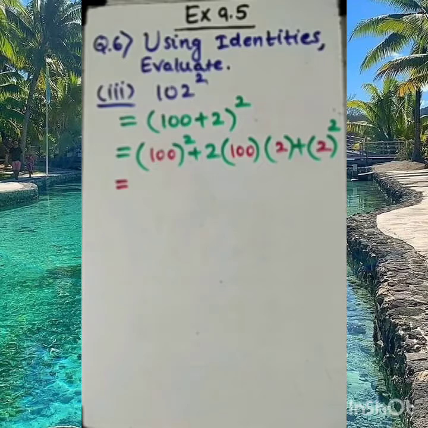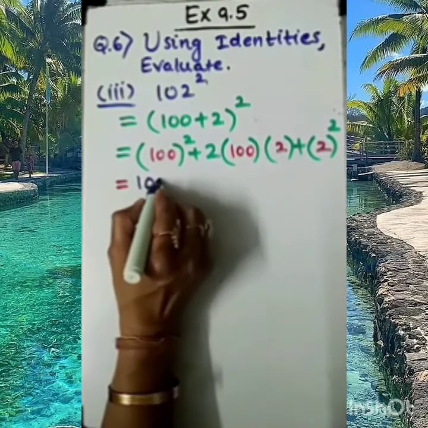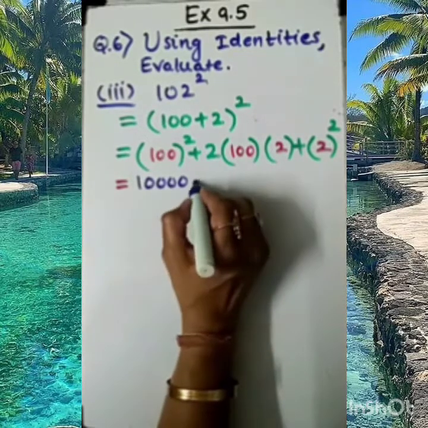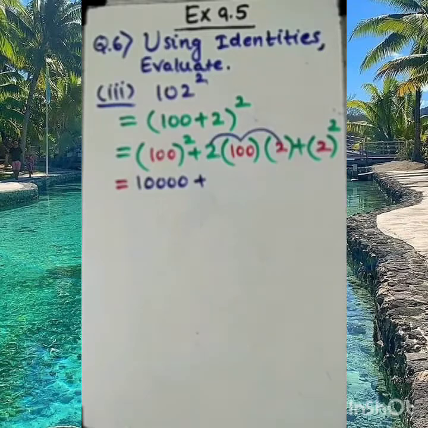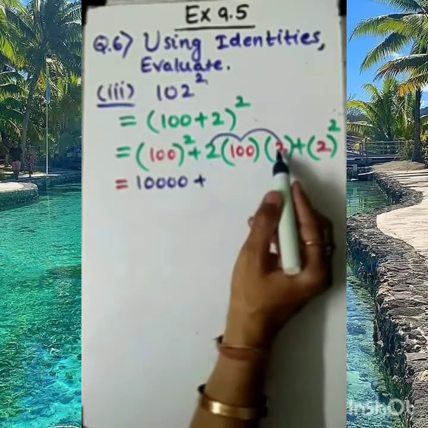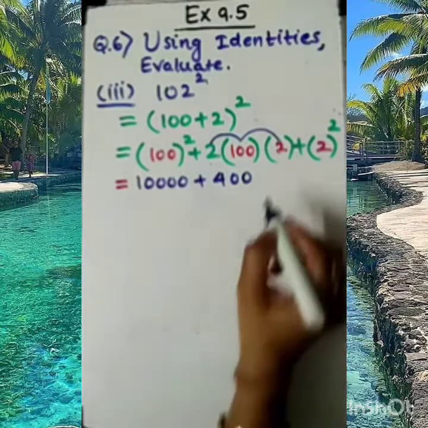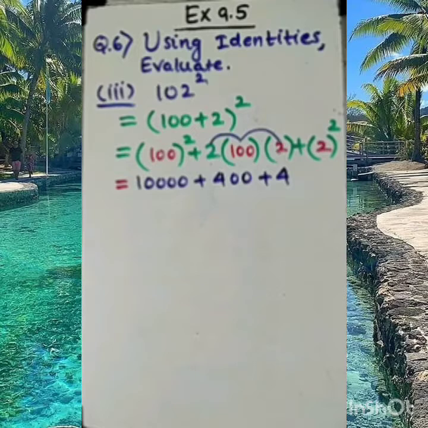Now, what is 100 square? 100 square will be 100 into 100, which is 10,000. Then 2 into 100 into 2: 2 twos are 4, so this is 400. Plus 2 square, which is 2 twos are 4.